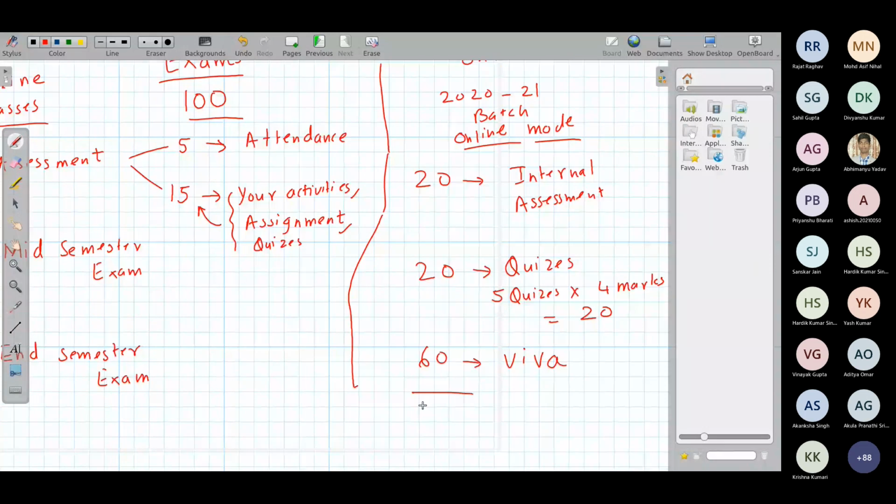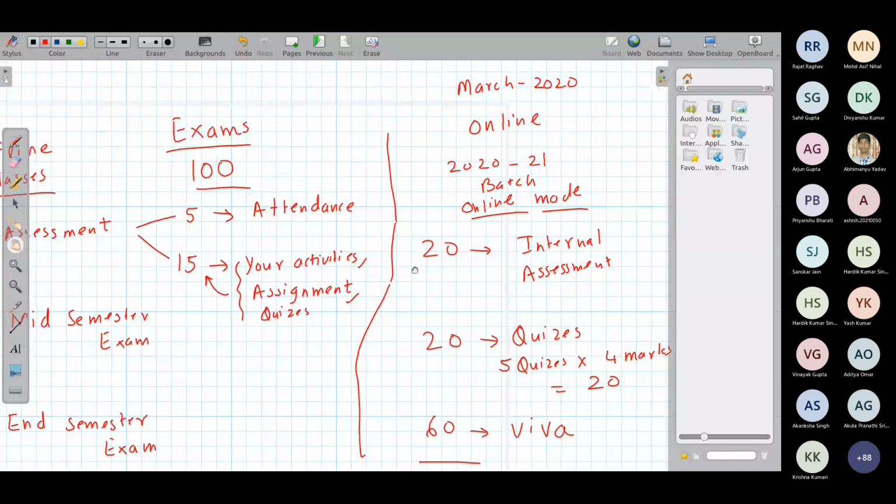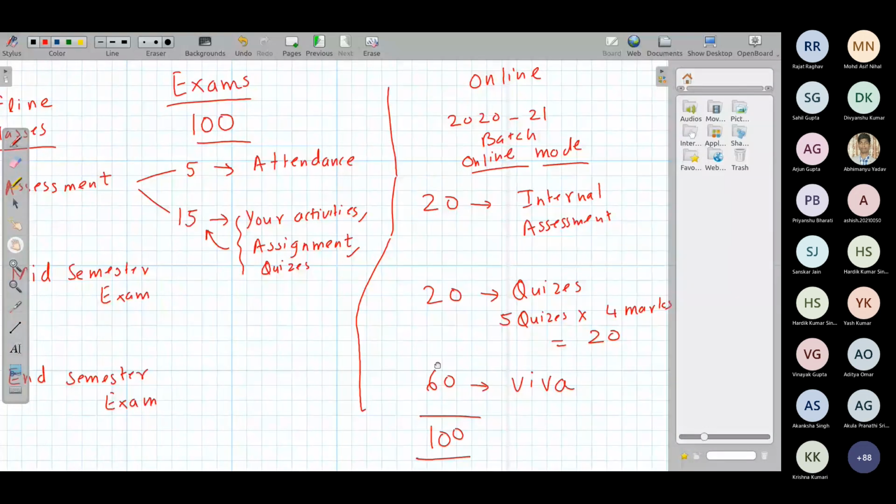So this was a scheme of last year. I don't know what will be the scheme of this year, depending on the situation. So either we may follow the same scheme, we may go back to the offline system if classes start, okay, or there may be some new scheme also.